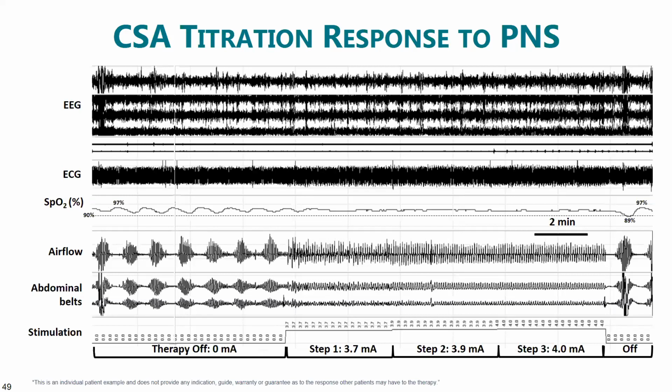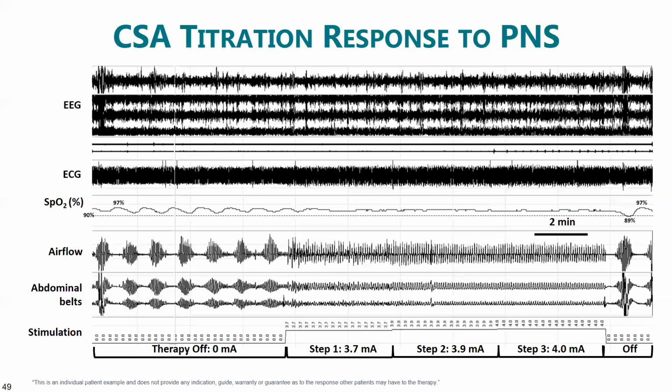And shown here is a representative recording of a patient who is lying recumbent during that sleep window. Well, after observing for a couple of minutes, a typical Cheyne-Stokes pattern shown here in the airflow and respiratory belts on the left-hand side, the pacemaker automatically kicks in.